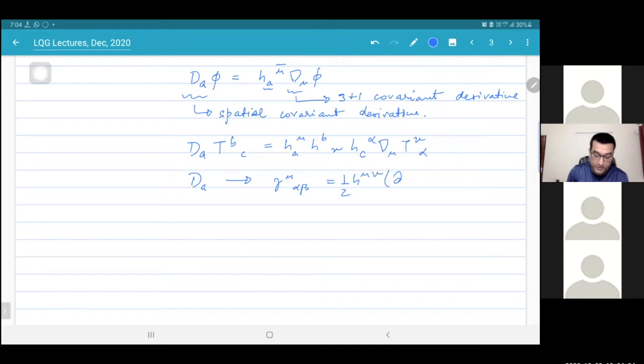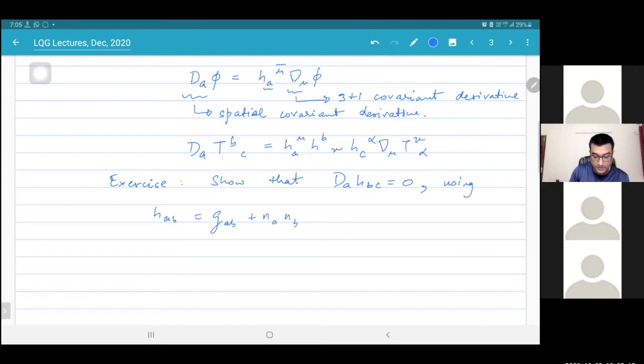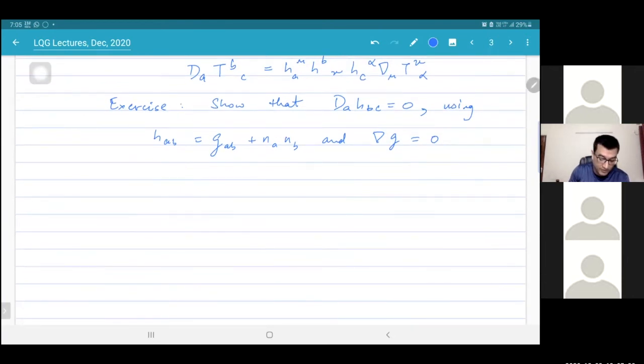But the fact is that this derivative operator is, like I said, the metric compatible derivative operator, right? So by definition, and you can check that fact, I'll leave it as an exercise for you all. Show that this is equal to zero, just by using the projection properties and the fact that h_ab is equal to g_ab plus n_a n_b, and that the covariant derivative acting on the metric gives zero.